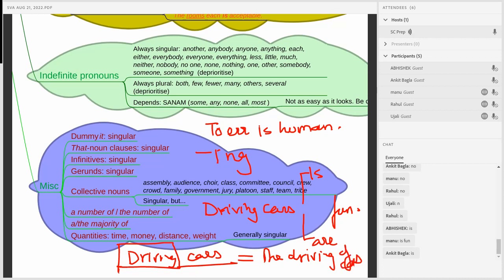So driving is an ing that acts as a noun. How do you know it's acting as a noun? Because you're putting it after the. That's your noun test right there. It's acting as a noun, but it's implying an action. That's what a gerund does. The driving of cars, it's very easy to see that now we're focusing on the word driving. We will never say the driving of cars are fun. We would say the driving of cars is fun.